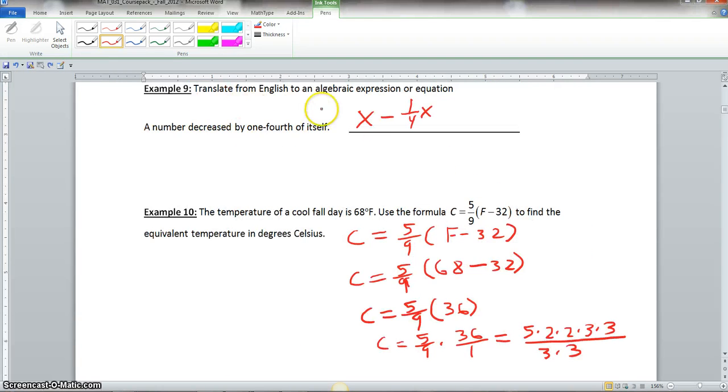Okay, class, this is example 9. A number decreased by 1/4 of itself. So we would take x, which is a number, minus 1/4 of itself. So it would be x minus 1/4 x. Now what I did here, I have this formula here I substituted, and I will complete this on the next video.